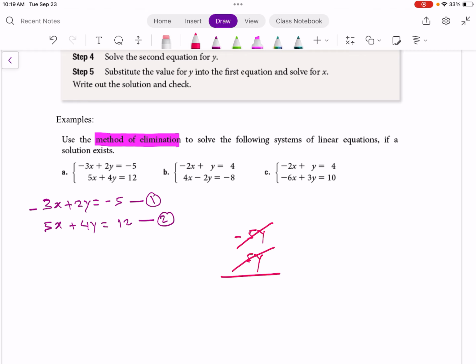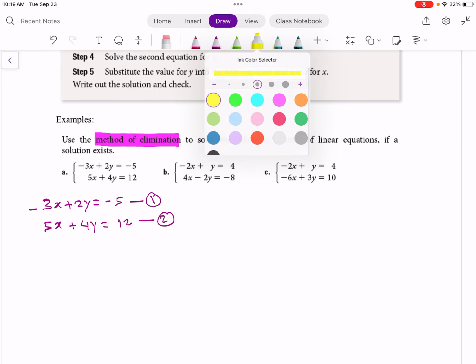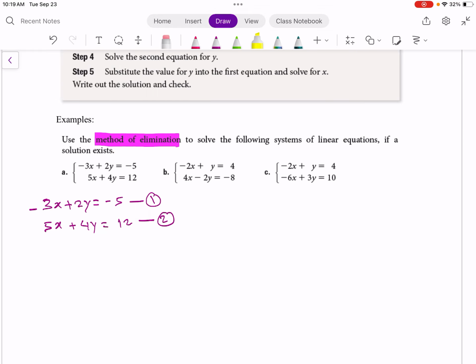Do you agree? So we are allowed to add these two equations, we are allowed to subtract these two equations, and our target is eliminating one variable. You can eliminate x or you can eliminate y. Now how can we make the coefficient of y the same number but with opposite sign? So we have positive 2, we have positive 4. Let's make this positive 2 a negative 4. How can we make positive 2y a negative 4y?